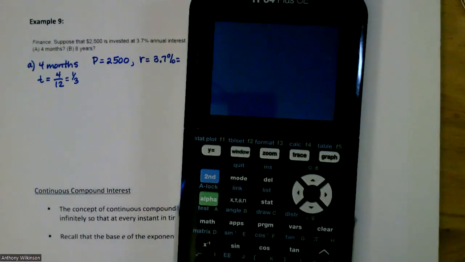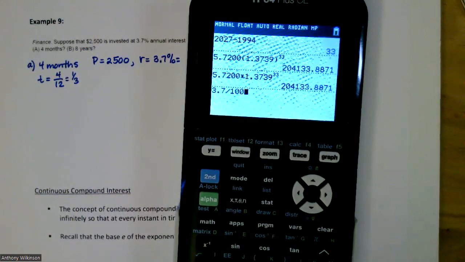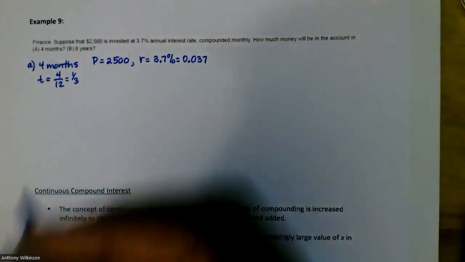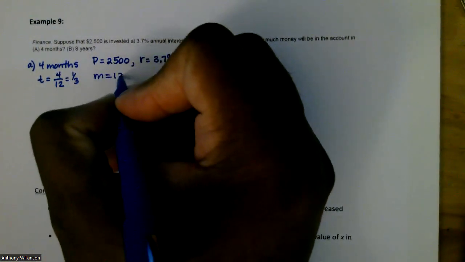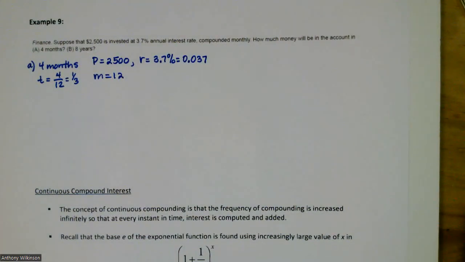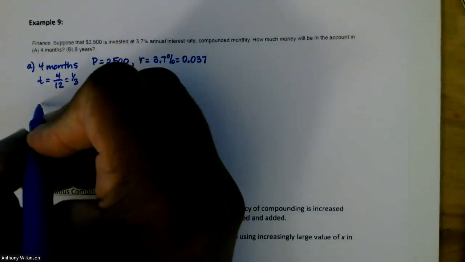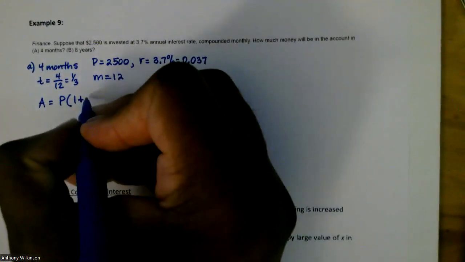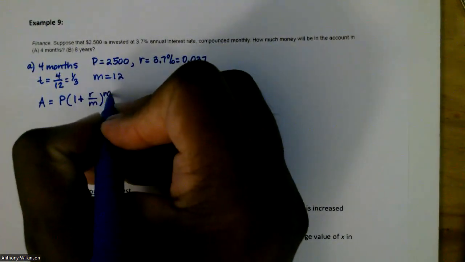The interest rate is 3.7%, but we need to convert 3.7% to a decimal. You can do this by doing 3.7 divided by 100. That would give you 0.037, because the interest rate has to be in decimal form. And it is compounded monthly, so that means your M is going to be 12, because there are 12 months in a year. And here we use that compound interest formula. A is equal to P times 1 plus R divided by M raised to the M times T.